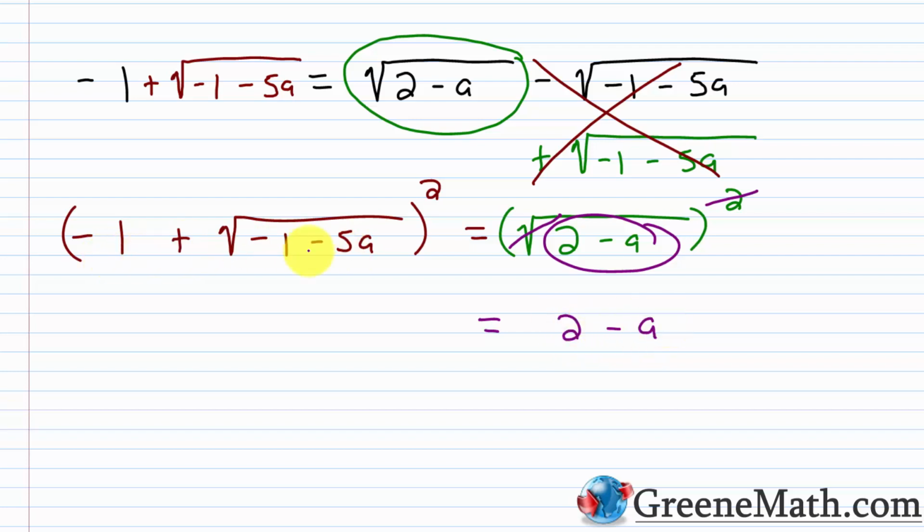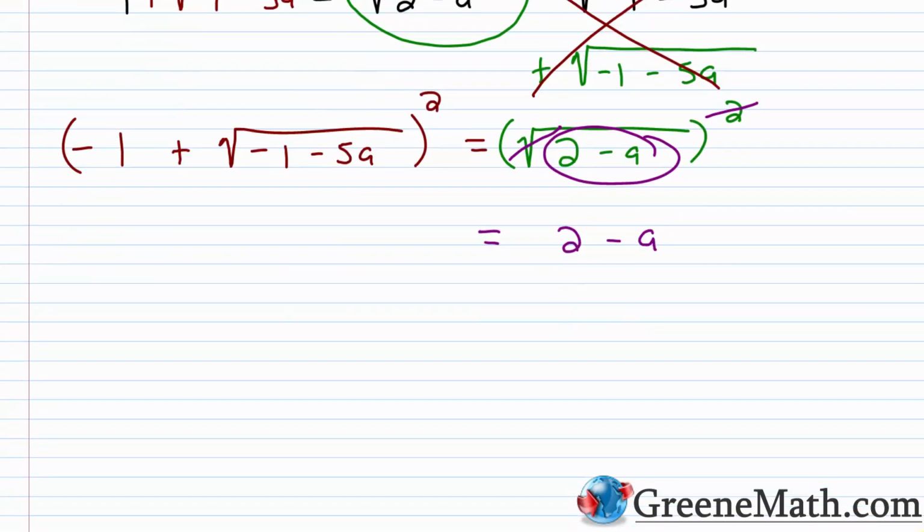For this side, it looks like it would be kind of complex to do that. But again, we can use our special products formulas to speed up the process here. That's why we went through and memorized those. So I know for this, I would square the first guy. -1 squared is +1. So let's write that all the way down here. And then the next thing would be, we would have plus 2 times this guy times this guy. 2 times -1 is -2, so I'll write -2, then times the square root of -1 minus 5a.